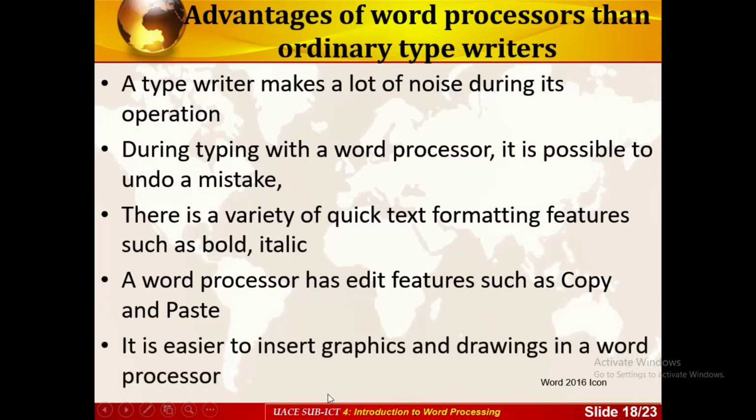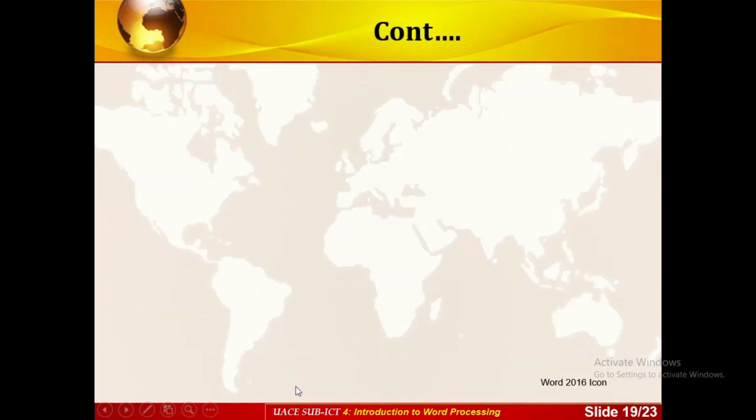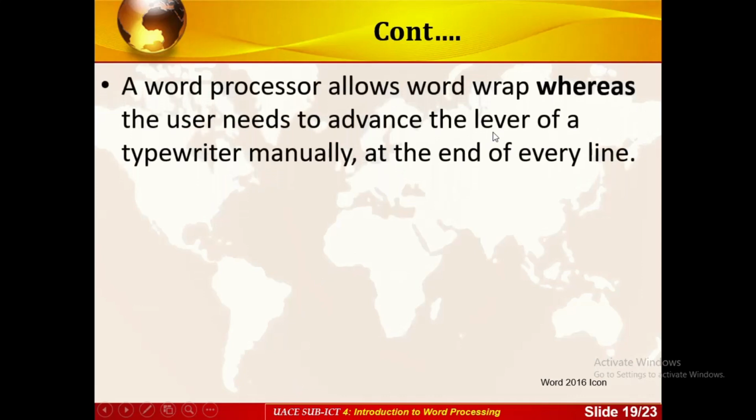It is easier to insert graphics and drawings in the word processor, which you can't do with the typewriter because it's just a machine. The word processor allows word wrap, whereas the user needs to advance the typewriter manually at the end of every line, which is already tiresome. Whenever a user wants to go to the next line, they press the lever. So that's why the word processor is the best here.